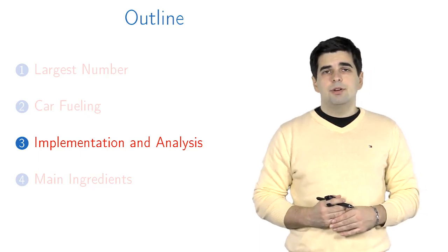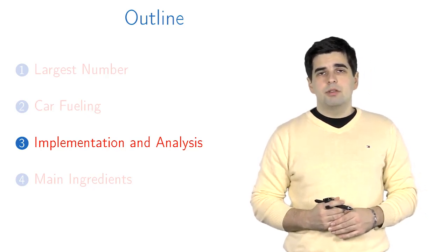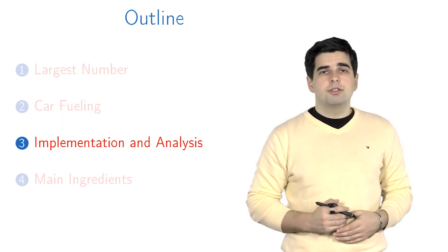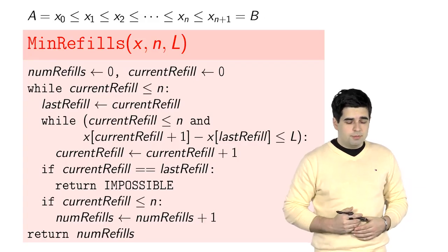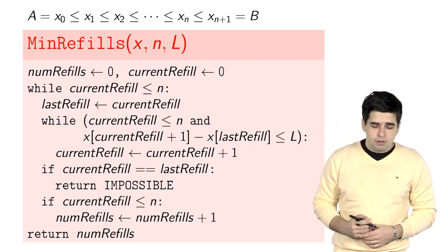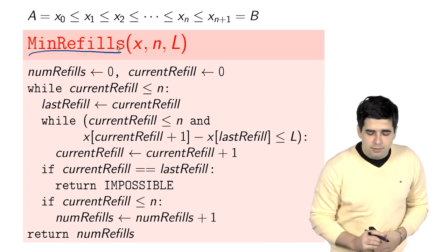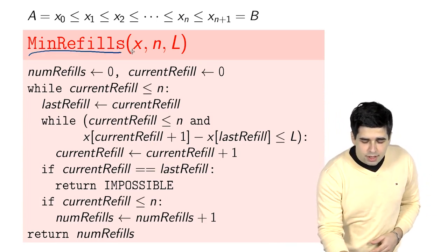Hi! In this video you will learn to implement the greedy algorithm from the previous video and to analyze its running time. Here we have the pseudocode for this algorithm, and the procedure is called min_refills. And the main input to this procedure is array x.